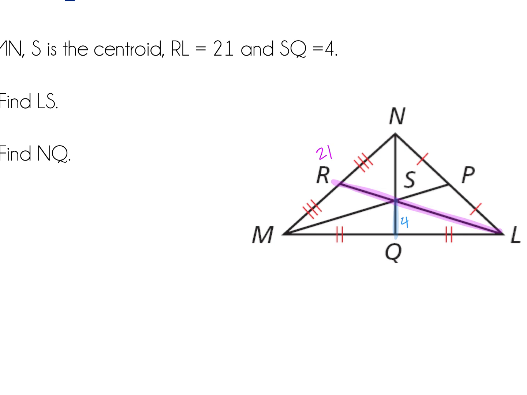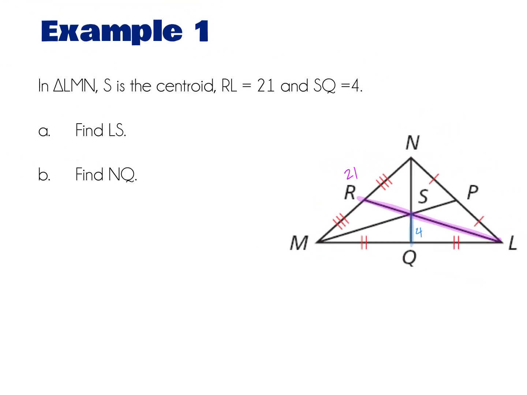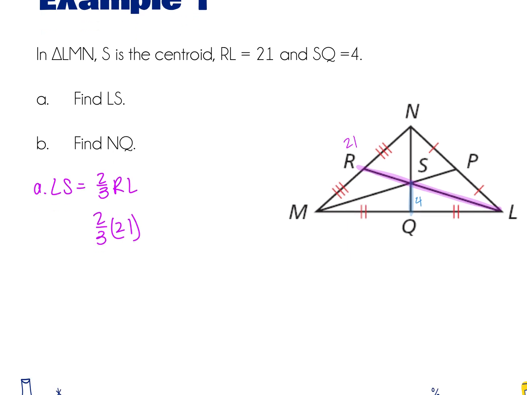Okay, so how I'm solving it for A. You could think of it as LS. That's not an S, that's a 2. LS is 2/3 of RL, and RL is 21. So I'm multiplying these two. So if I multiply them, I'm going to get 14 because you're putting it over 1. You could cross simplify, LS equals 14. What's another way I could solve this?